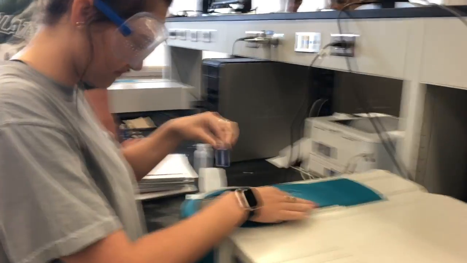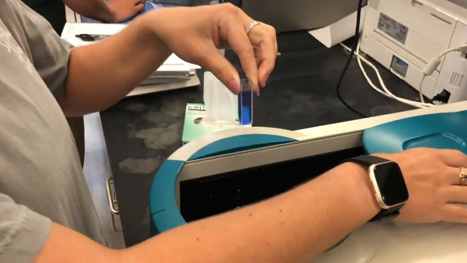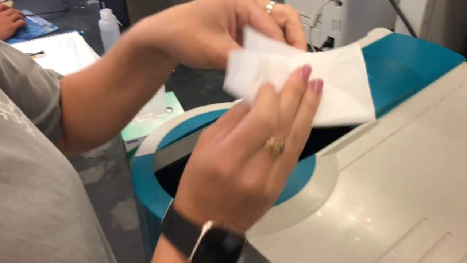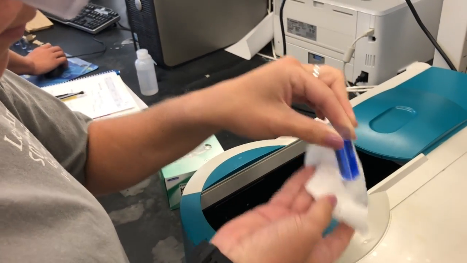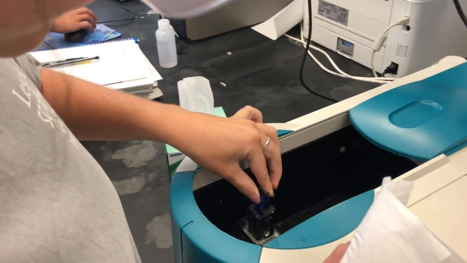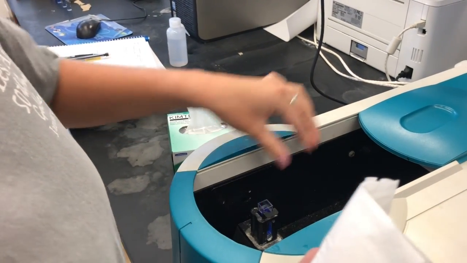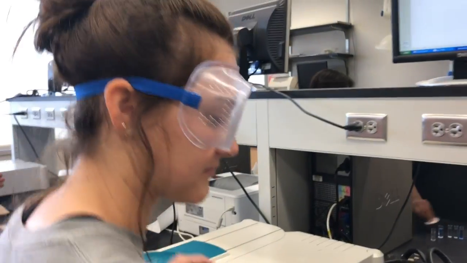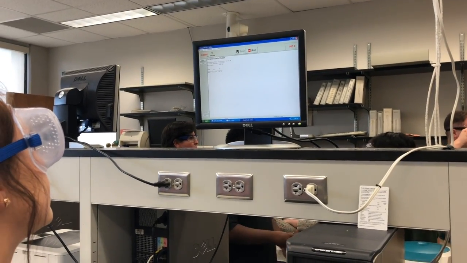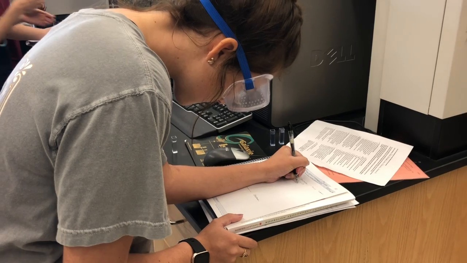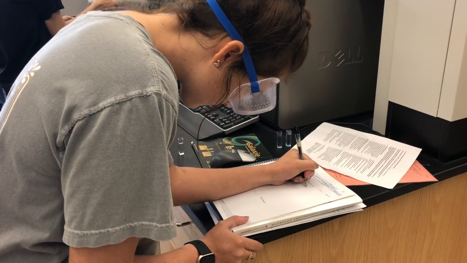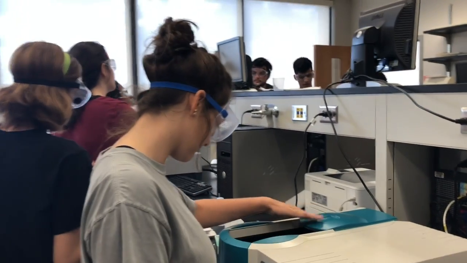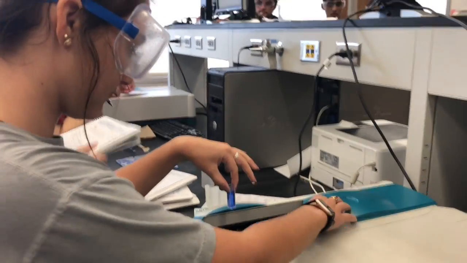First, we had to clean two sides of our first diluted sample. Then, we opened the lid and placed the sample in with the clean sides facing the beam. We closed the lid. We scanned the sample and recorded the absorbance in the appropriate spot in our notebook. We again carefully removed the sample from the spectrophotometer and closed the door.